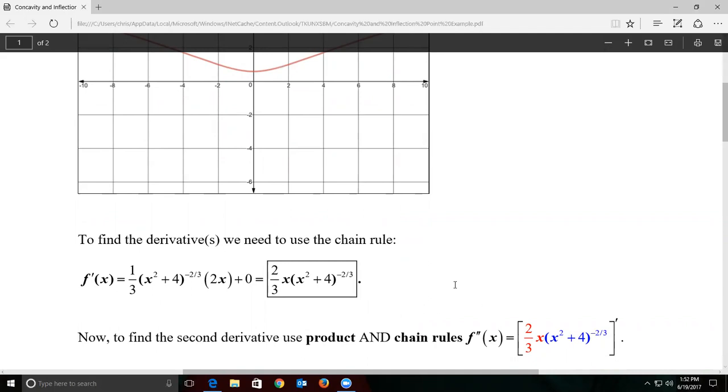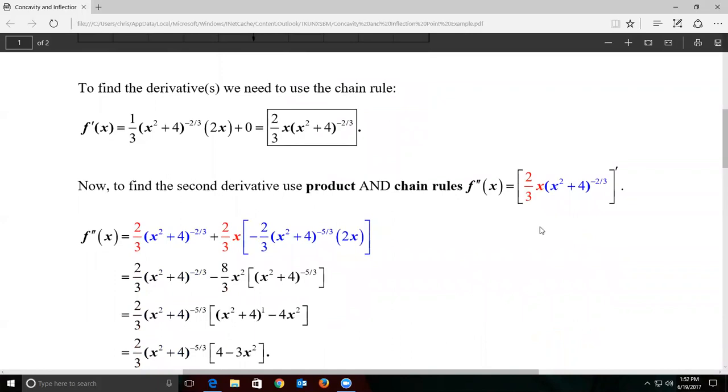Now for the second derivative, you're going to have to use the product rule because you've got a product of two functions. I can't take that x into a chunk with a negative 2/3 power. And inside that, we're going to have to use the chain rule again. So something very similar to what we have here is going to show up again. So let's see how that works out here.